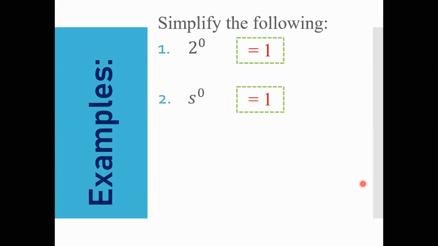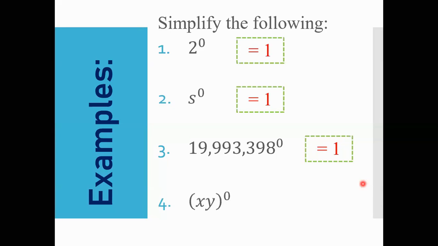If we have 19,993,398 raised to the power of 0, the answer is still 1. And final example, if we have open bracket xy, close bracket raised to the power of 0, my answer is still going to be 1. So anything except 0 raised to the power of 0 will be 1. And so this is our last law for today.